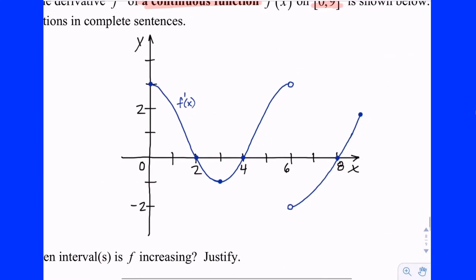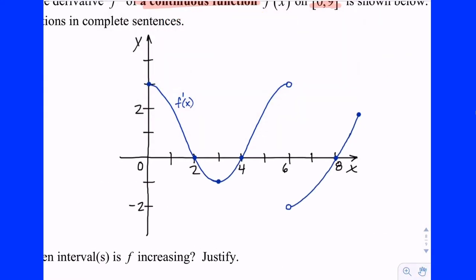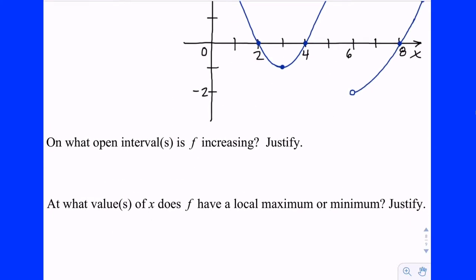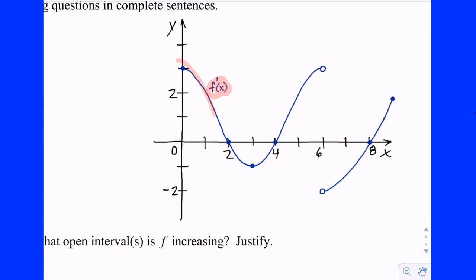Is this the graph of f? No, this is the graph of f prime. Right, so we can't look to see where that graph is increasing. We're going to look to see where this graph is what? Greater than 0. So greater than 0 means above the x-axis. So it's here to there, there to there, and there to there. So 0 to 2, 4 to 6, and 8 to 9.